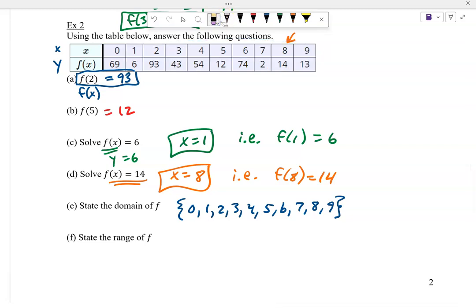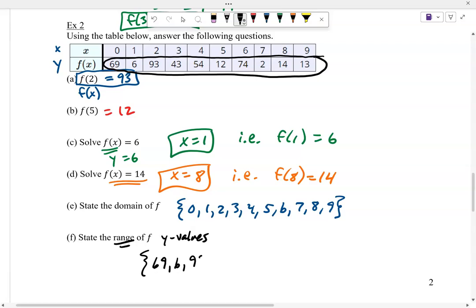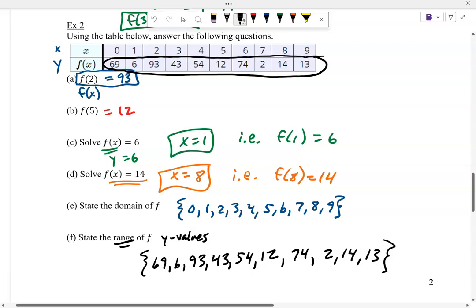Now your range, on the other hand, is set of all y values. All the y values, right, is the range of f. So in other words, f of x, it's all these outputs on the bottom. So you say 69, 6, 93, 43, 54, 12, 74, 2, 14, 13. Ideally, I'd put that in order, but I did state my range of that function, right? All the outputs.